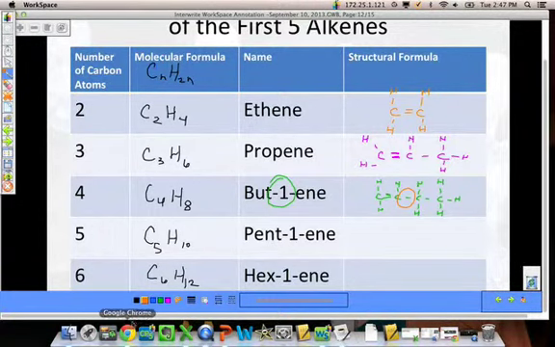Next up we have pent-1-ene. So 5 in a row, 1, 2, 3, 4, 5, and the 1 is telling me that it's between my first and second carbon, so there's my double bond. Finish it up with all the hydrogens.